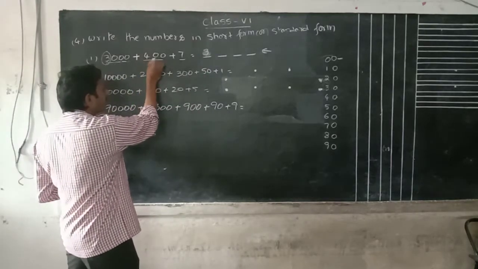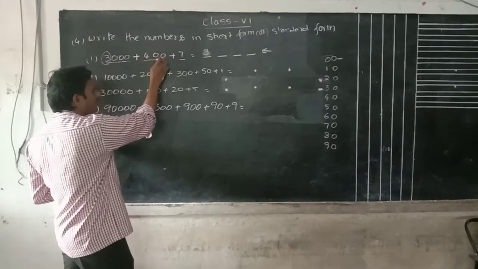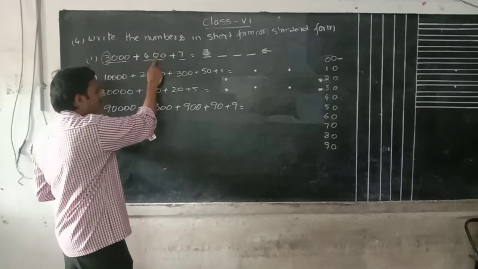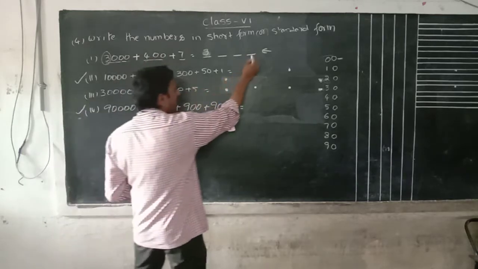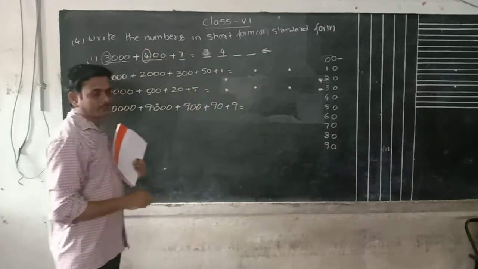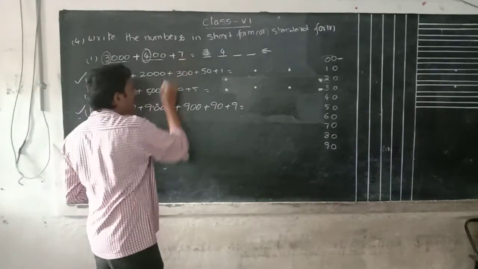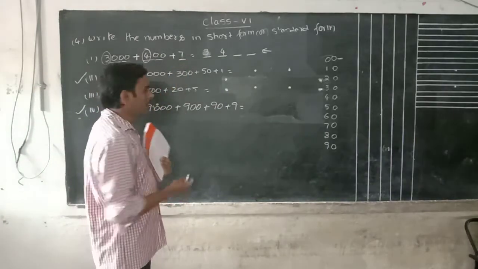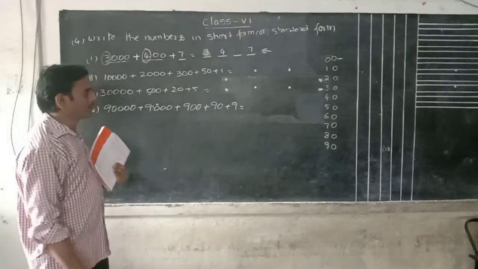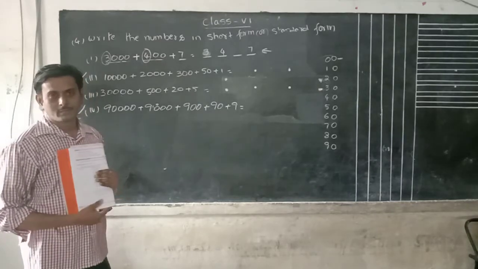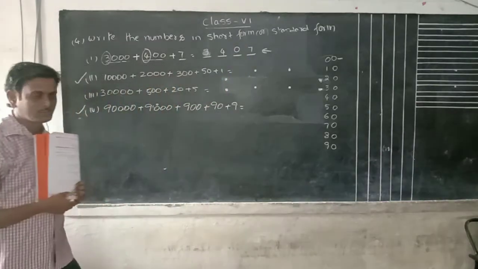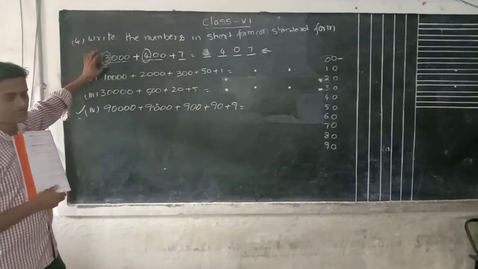Now 4 is located at hundreds. Hundreds place, which place is there? First place, second place, third place. Third place fill with 4. Now here only one digit is there. That means first place only. So first place fill with 7. Okay, which place is left? Second place is left empty. That take as 0. Okay, I think you understood this one.